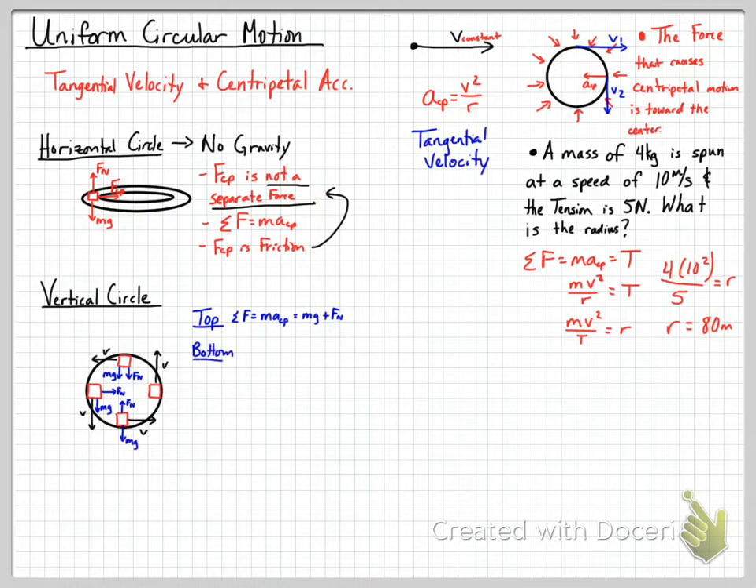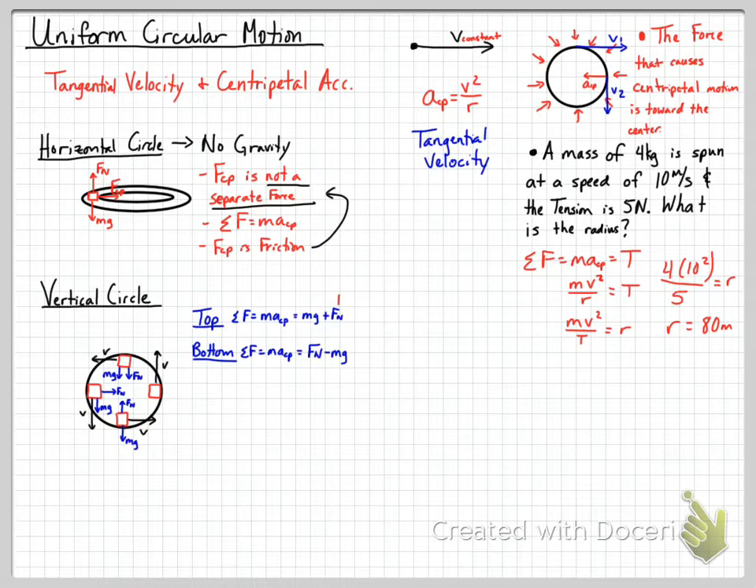But at the bottom, it changes entirely, where our net force equals mass times centripetal acceleration is going to be normal force minus our weight. At that point, you can see that our net force, or our centripetal force, which is a net force, is going to be changing.